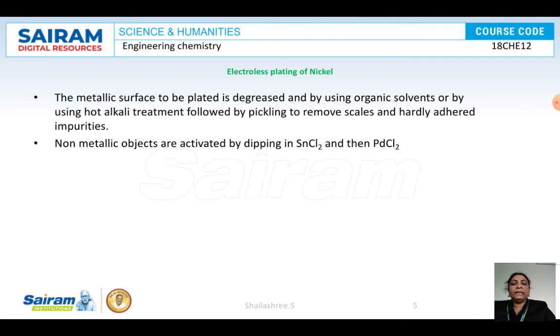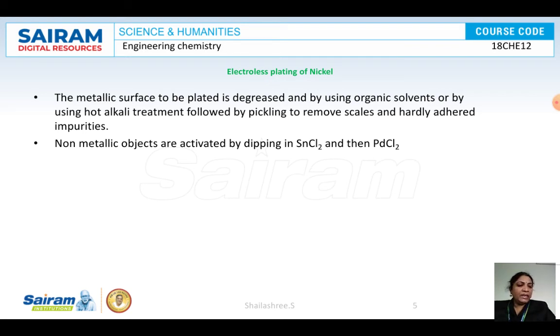Okay friends, the next topic is electroless plating of nickel. In this process, the metal substrate to be plated is degreased using an organic solvent or hot alkali treatment, followed by pickling, which removes the scales and hardly adhered impurities. If we are using non-metallic objects, they should be dipped in a stannous chloride and palladium chloride mixture containing HCl, so that the surface will become active.